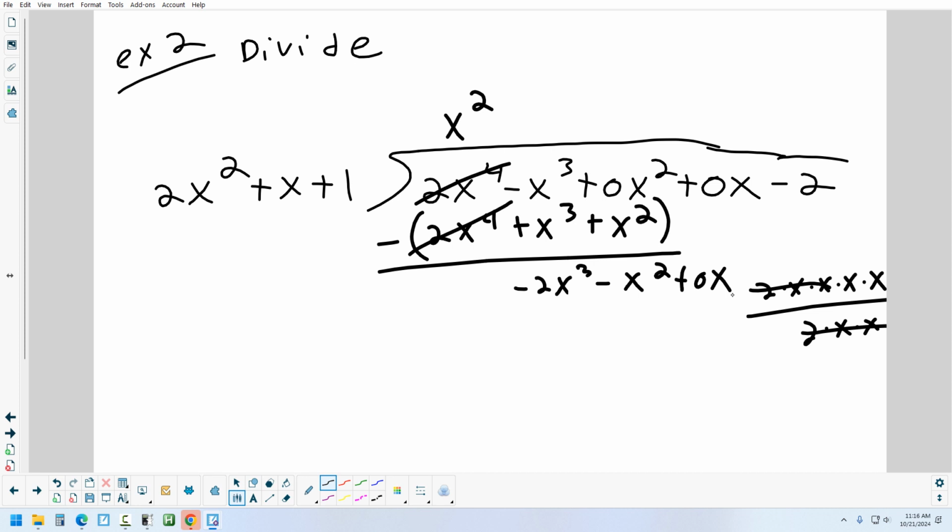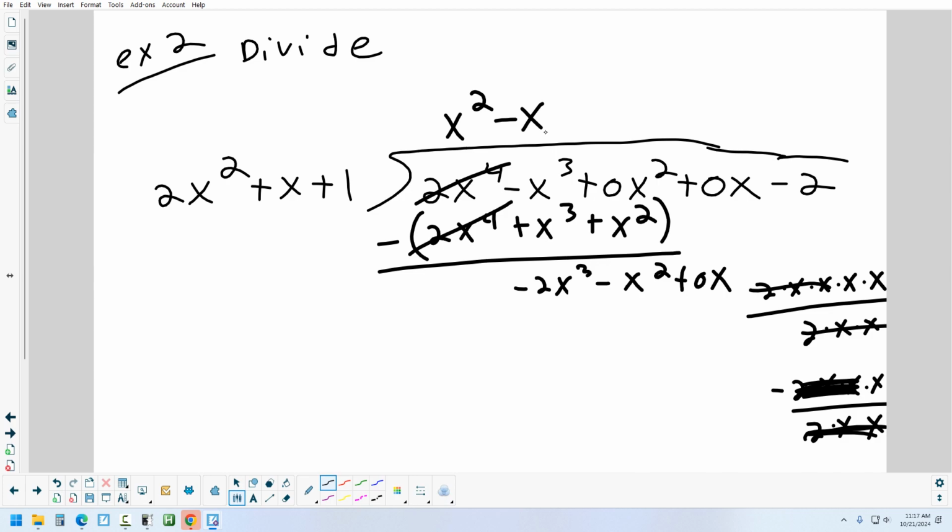Okay. All right, now, what's the next? Now, I got a 3 here and I got a 2 here. I need to keep going. What's the next division that I'm going to do? Negative 2x cubed divided by 2x squared. What am I going to be left with when I do that? You're left with negative x.